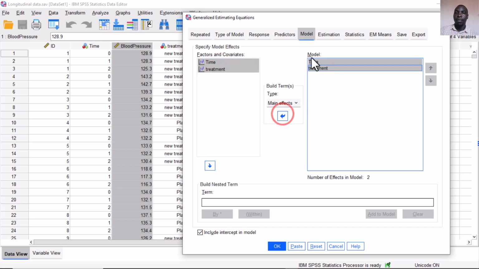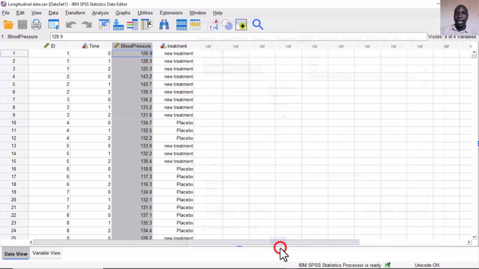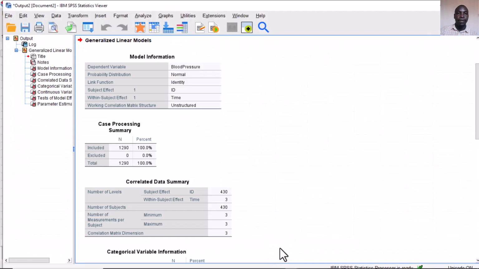into our model, but we also want to see the interaction effect of time with treatment. So we shall select interaction and then push it there. With that, we can now click OK, and we look at our output.